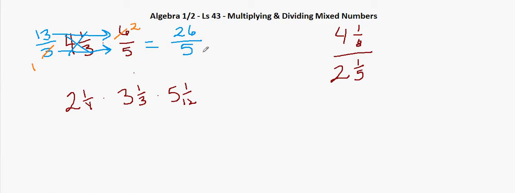Can I reduce? No. You can convert this, right? What's its mixed number? 5 goes into 26 5 times, leaving me 25. Difference between 25 and 26 is 1/5.